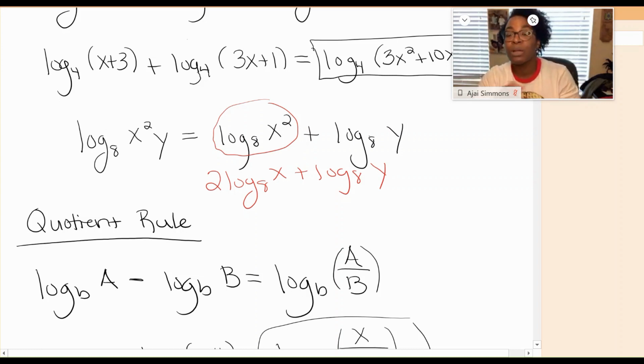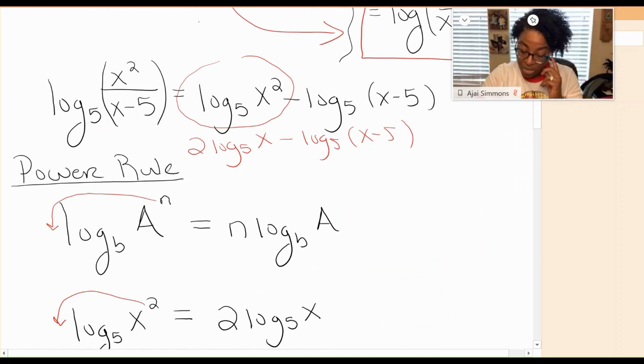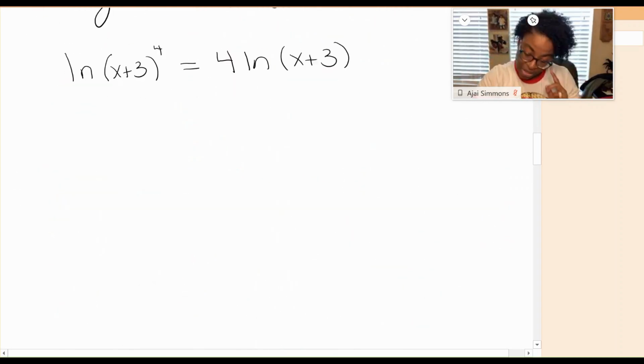So that's the power rule. If you have the product rule, the quotient rule, and the power rule, then you are good to go with solving a log equation, because that's the main goal. Now, before I wrap up this video, I want to talk about 2 things.